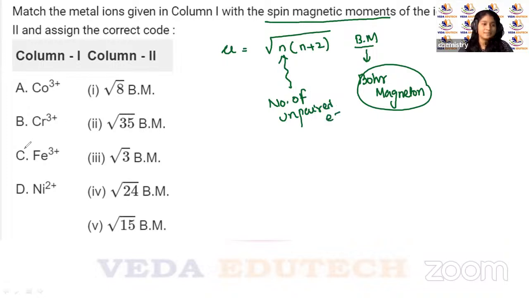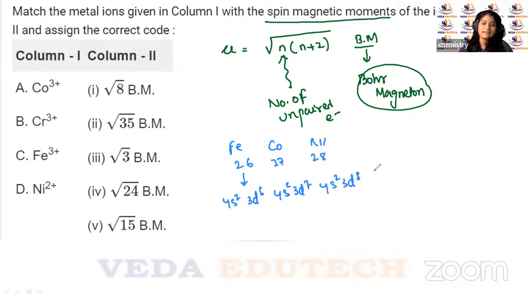So we have to match them, right? Let us find out then. Cobalt, we know that, is 26, iron 27 and 28. So this is 4s2 3d6, 4s2 3d7, 4s2 3d8, and chromium 4s1 3d5. I'm not writing the argon part.